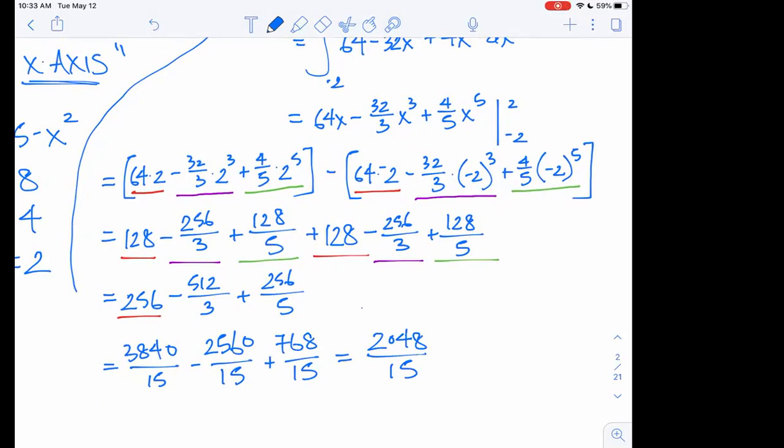Yeah, and I don't think that reduces, so I think that is our final answer. Are other folks getting this answer? Yeah, I think that's right.